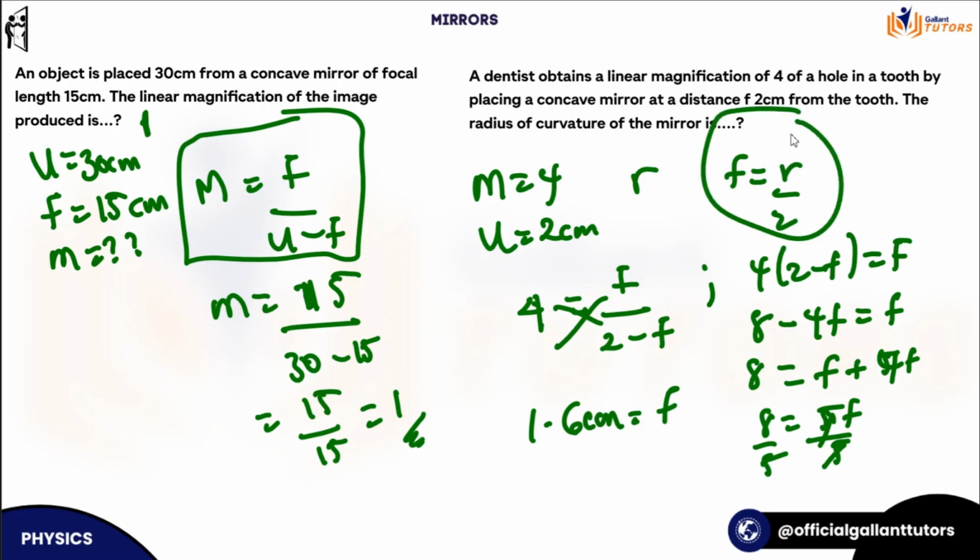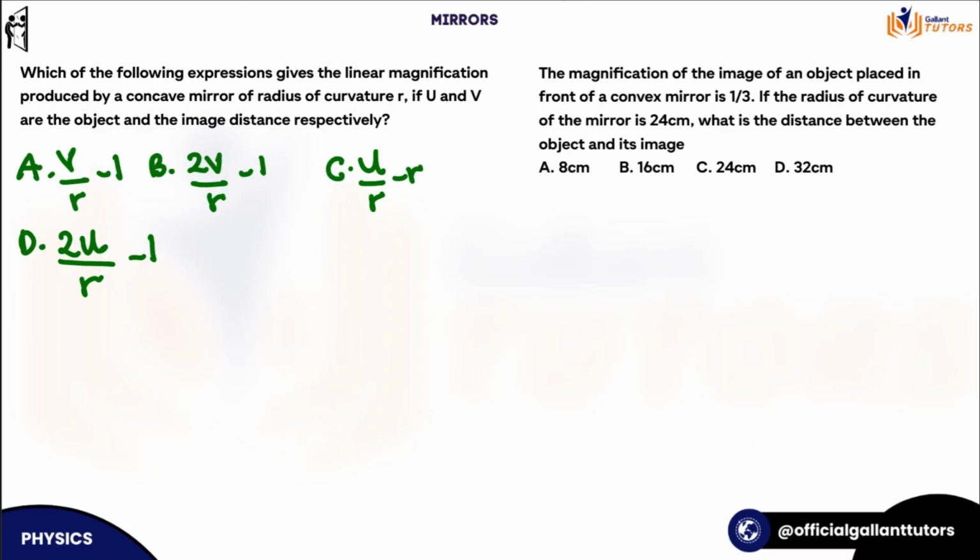But this is not what we're to define. We're to get our r. So we just say r is equal to what? F times 2, which is equal to 1.6 times 2, which is equal to what? 3.2, if I'm right. Yeah, 3.2 centimeter. Do you understand? Easy peasy. Alright, let's make progress.